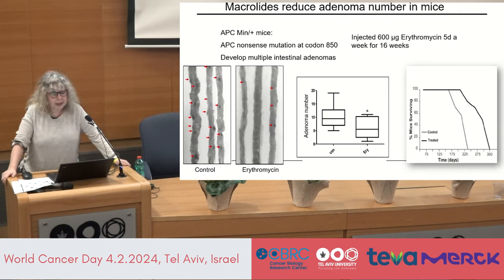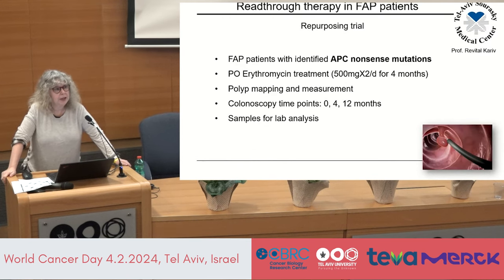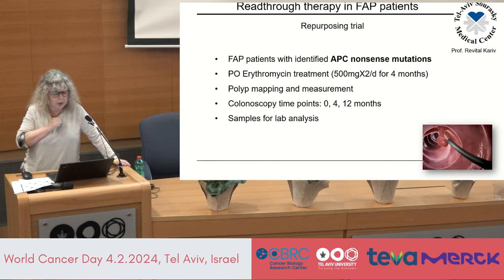So erythromycin is used in the clinic, so we were allowed to go into a repurposing trial. And here I collaborate with a very close friend and colleague, Professor Revital Kariv from the Sourasky Medical Center. She treats these FAP patients. So we identified FAP patients with nonsense mutations. These patients were treated with erythromycin for 4 months, twice a day. The polyps were very carefully mapped and measured throughout the colonoscopies by Revital. She did the colonoscopies at time zero, after 4 months, and after a year, and some are still going until now.